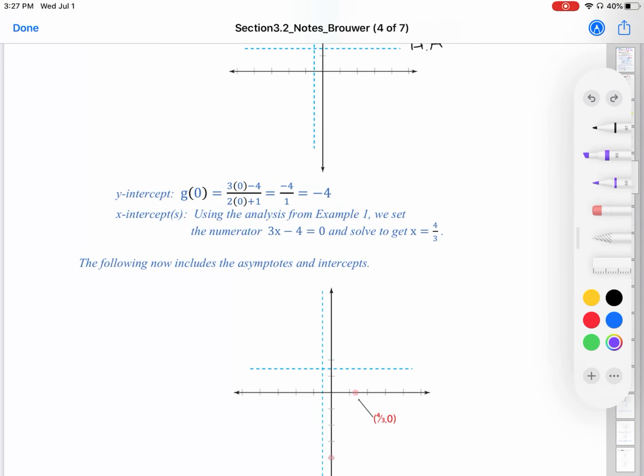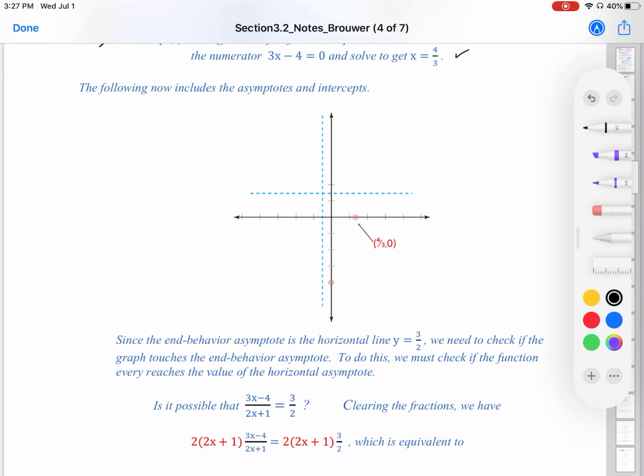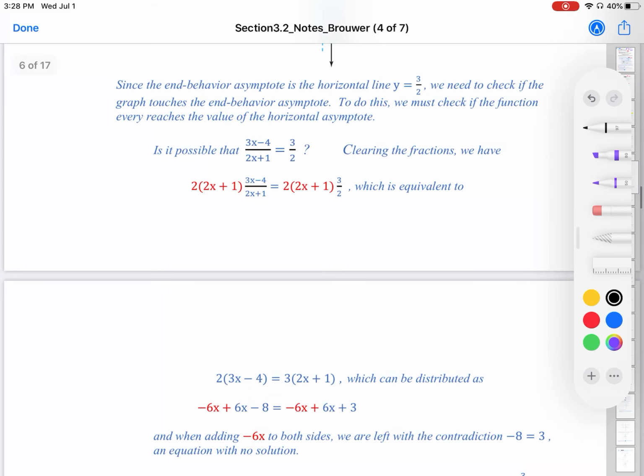All right, we have extra pieces of our graph we need to figure out. Our x-intercept, our y-intercept: we set x equal to 0, we get negative 4. So I have the point 0, comma, negative 4. For our x-intercept, we go ahead and set the numerator equal to 0, and we get 4 over 3. Here are our x-intercepts and our y-intercepts. Since the end behavior asymptote is a horizontal line 3 over 2, we need to check if the graph touches the end behavior asymptote. So, big note here.